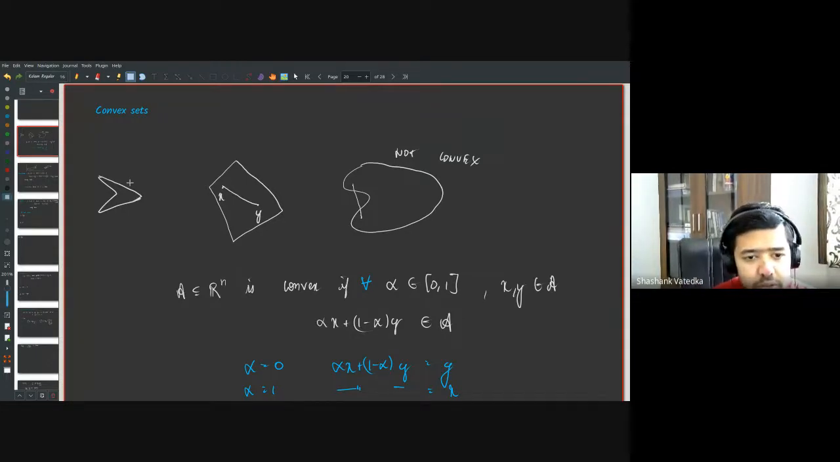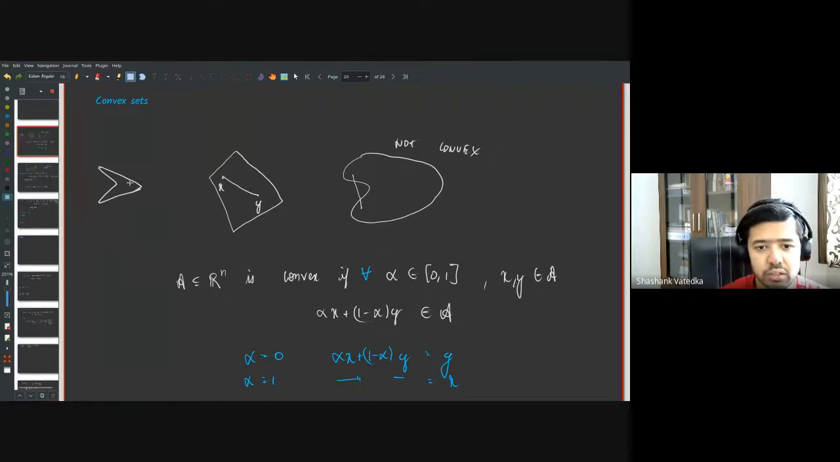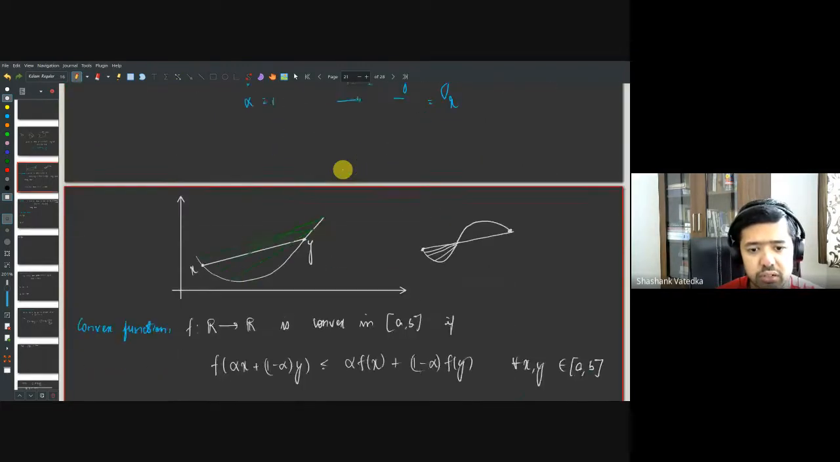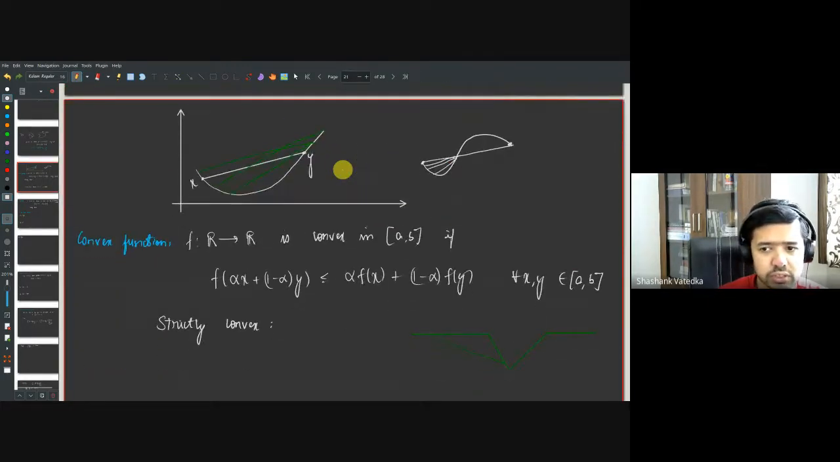So I introduced the concept of convex sets and convex functions in the previous class. A convex set is one where, given every pair of points within the set, the line segment joining those 2 points also lies within the same set, right? So for example, this is convex, whereas this shape is not convex. Now, what we're interested in are convex functions, and convex functions are generally defined over convex sets.